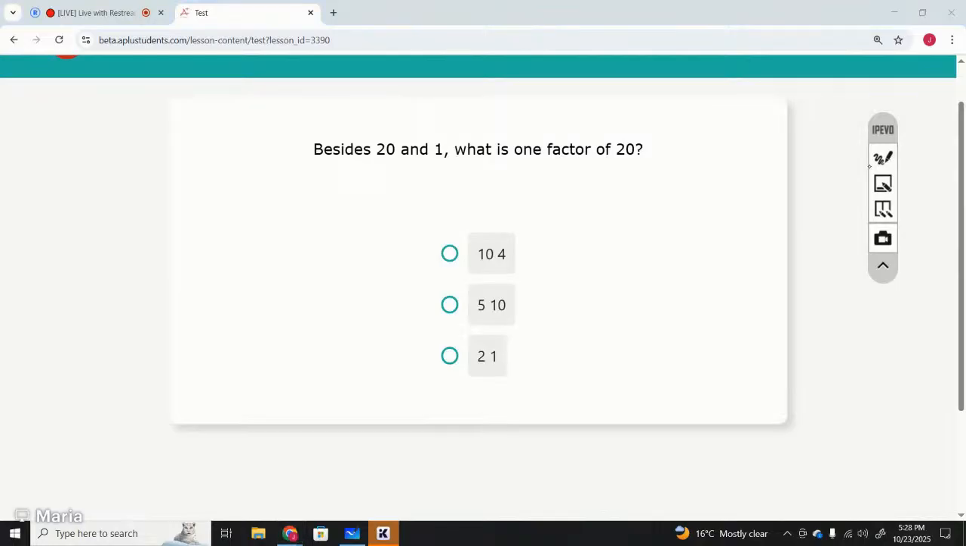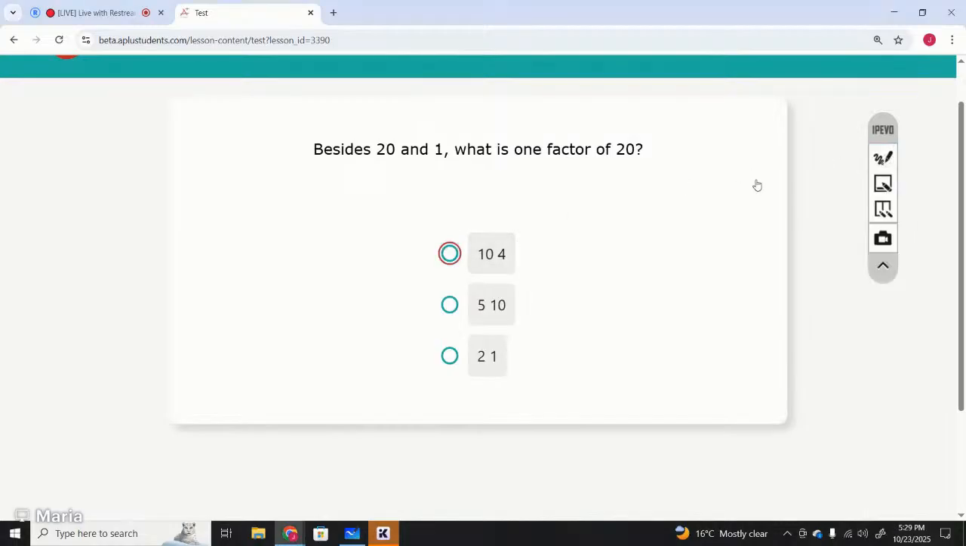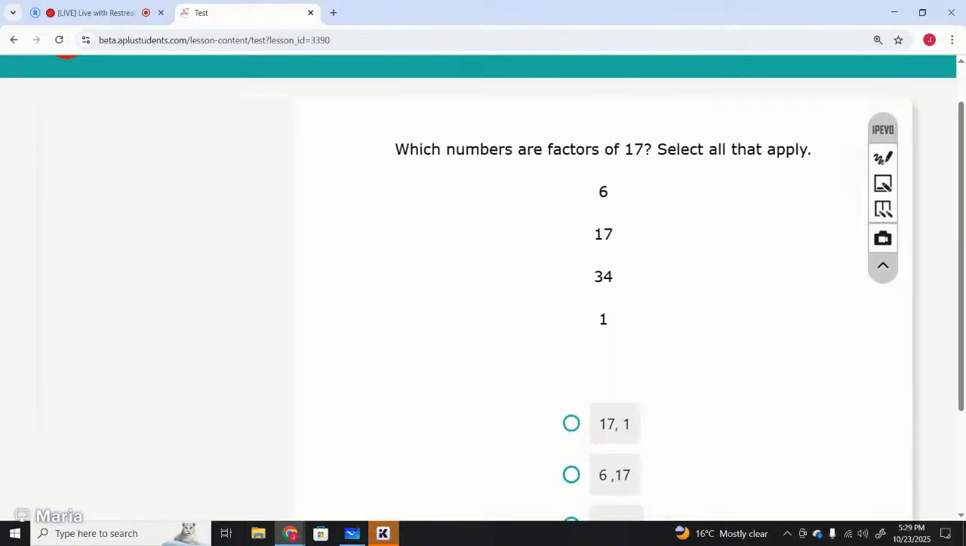So you don't have to look at the factor that has 1, because it's besides the number and 1. 4 and 10, they both can divide 20. And 5 and 10 also divide. What's wrong with the options? 5 and 20 can divide, and 10 and 4 can divide. So let's see which is the correct option. 10 and 4.